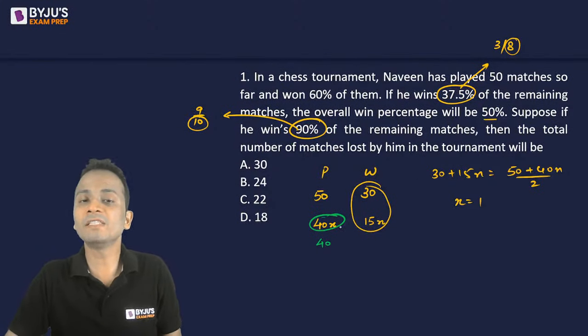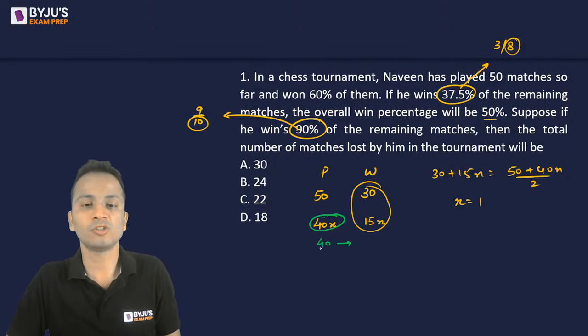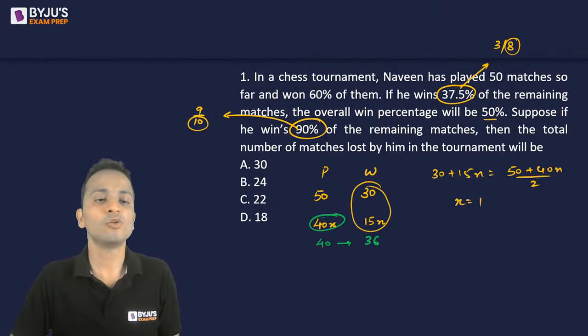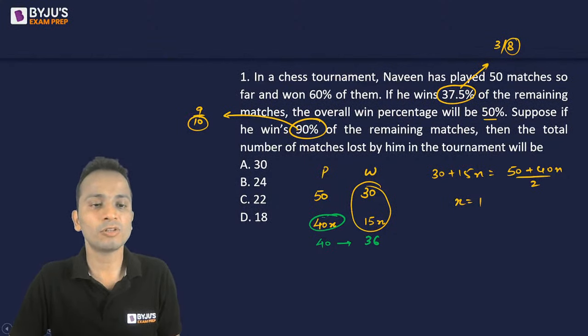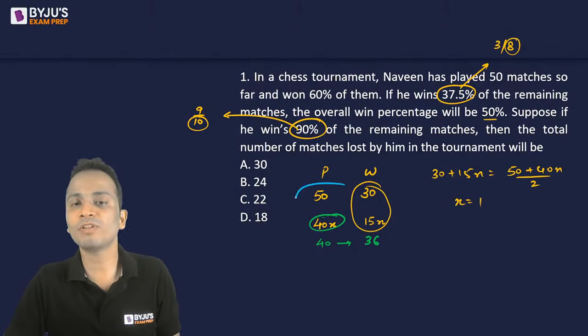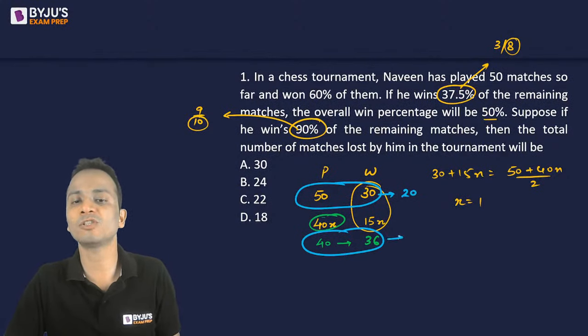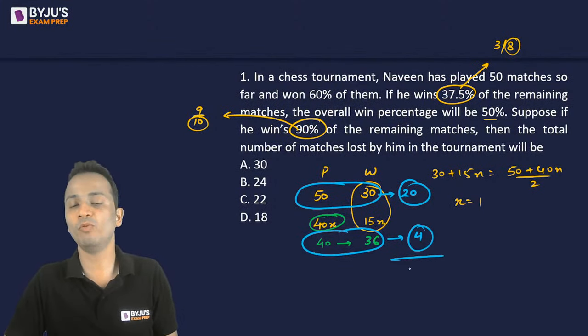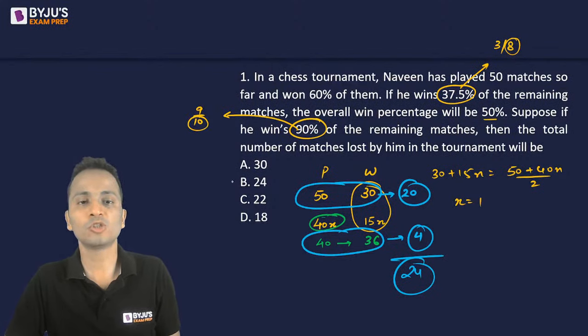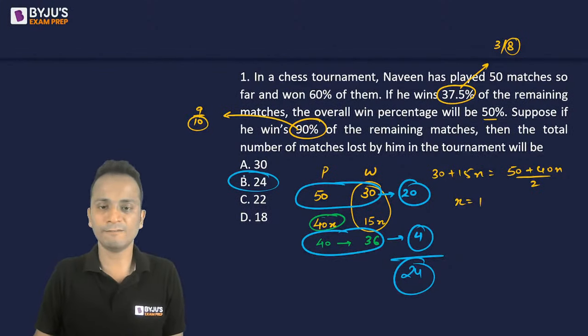So suppose he wins 90% of these matches. So 90 percent of 40 is 36. So he wins 36 matches. So that means I can say that out of the initial 50 matches, he has lost 20, and out of these matches, he has lost 4. So the total number of matches that he will lose will be equal to 24. So 24 will be the correct answer for this question.